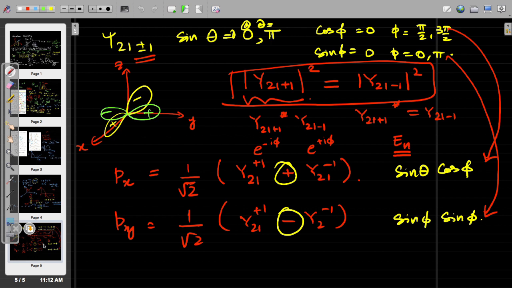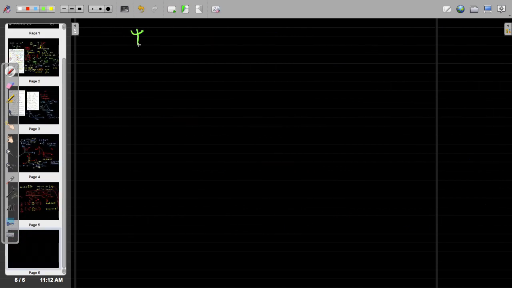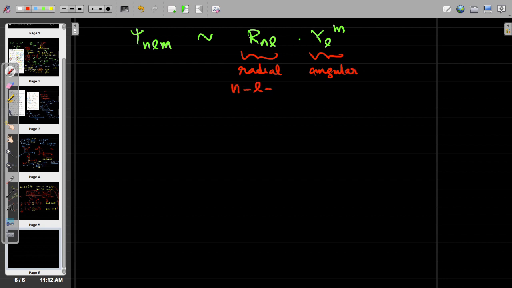Now, having seen this, why don't we look at yet another aspect of these functions? Psi n, l, m is contributed by the radial part and the angular part. This is the radial part and this is the angular part. Radial nodes come up as n minus l minus 1, while angular nodes are determined by theta and phi, with the values given as theta between 0 and pi, and phi between 0 and 2 pi. So these decide the angular nodes, while the n minus l minus 1 radial nodes are decided by the Laguerre polynomials.